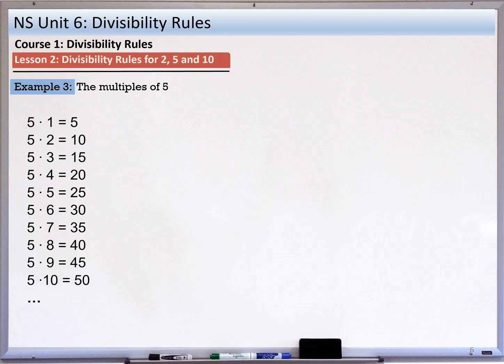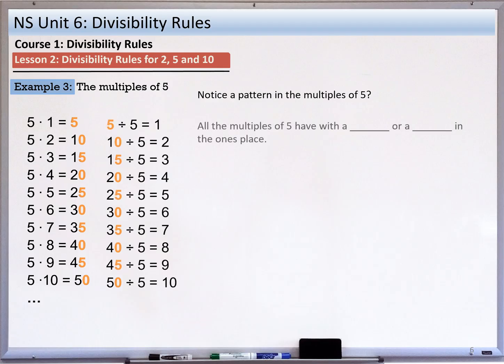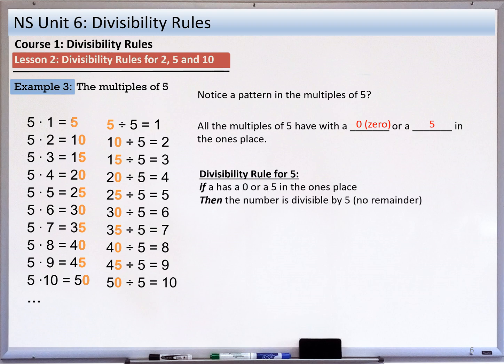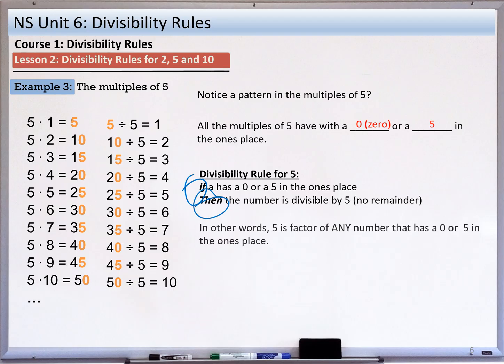Okay, the rules for 5. We'll go through those real quickly. The multiples of 5. Notice a pattern. And we saw this in an introduction. All the multiples of 5 have a blank or a blank in the ones place. What's your answer? A 0 or 5. So our divisibility rule for 5 is, if there's a 0 or 5 in the ones place, then the number is divisible by 5, no remainder. In other words, 5 is a factor of any number that has a 0 or 5 in the ones place.